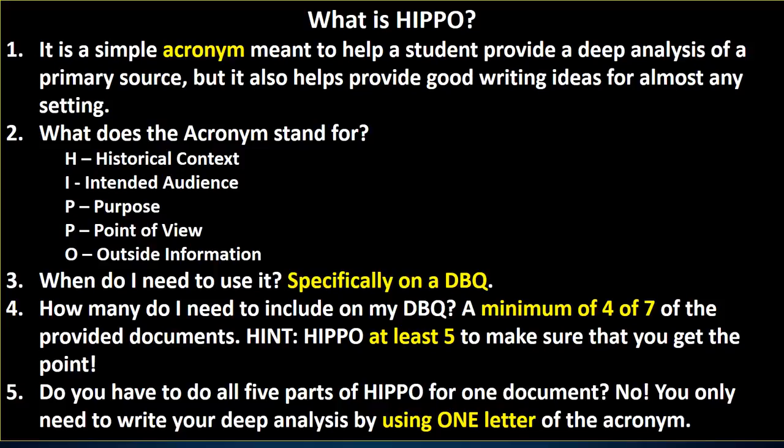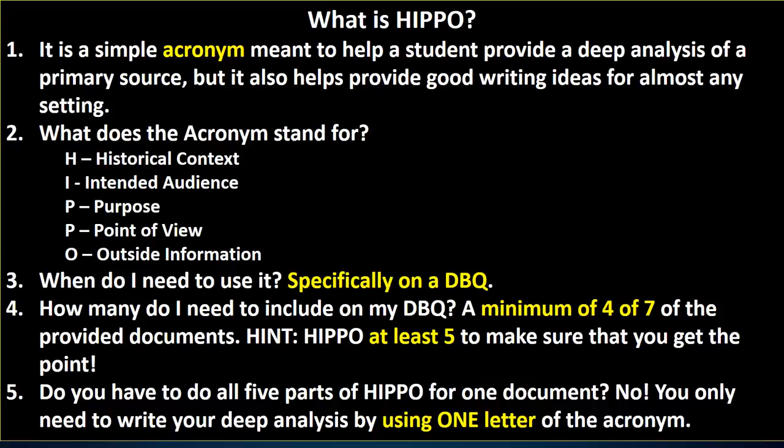What does the acronym stand for? We're going to start with the H, of course, historical context. You give me events that led up to a document and surround the document as well. Intended audience, pretty self-explanatory. What is the purpose of the document? The author has a reason for writing this. Can you flesh out what that means? Point of view, what is the point of view of the author who created that document? I think we all have bias in some way, so flesh that out as well. And then outside information, not specifically mentioned in the document. What can you bring to the table with that? I'll give you an example of that in a moment as well.